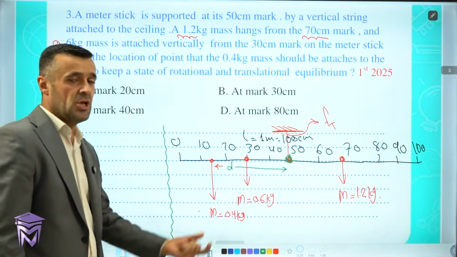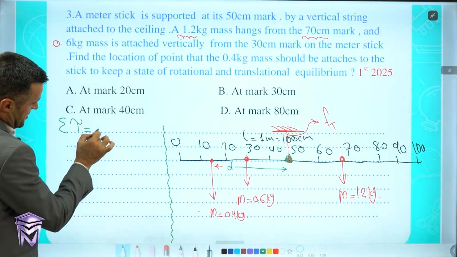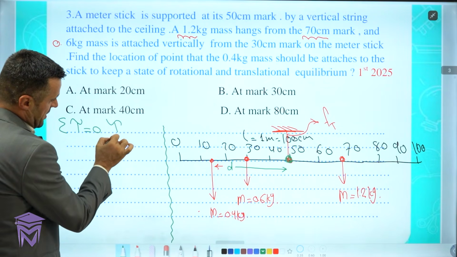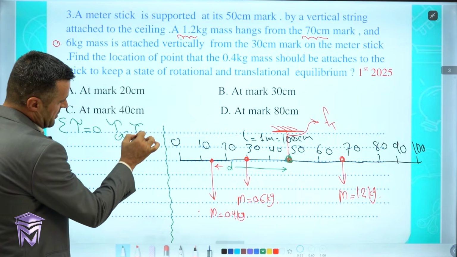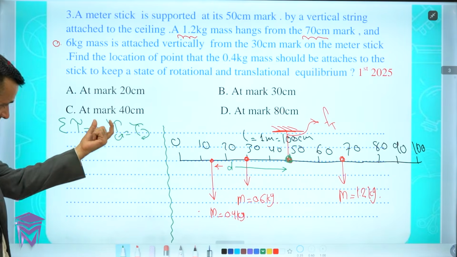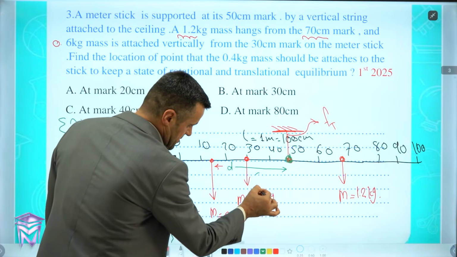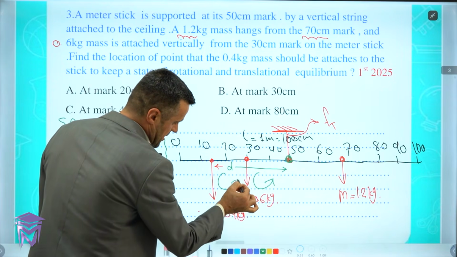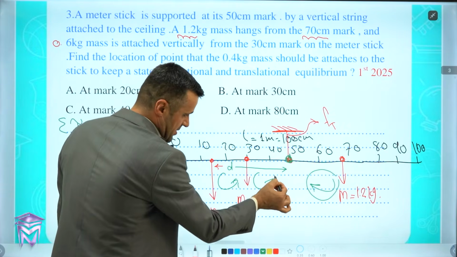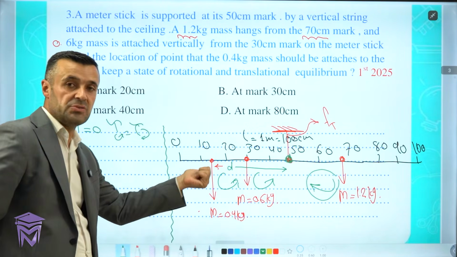To find this distance, we have to use the second condition of equilibrium. The summation of torque must equal 0. This means that the counterclockwise torque equals the clockwise torque. The clockwise torque includes M1, but M2 and M3 produce torque in the counterclockwise direction.